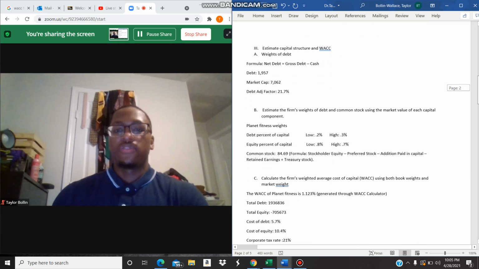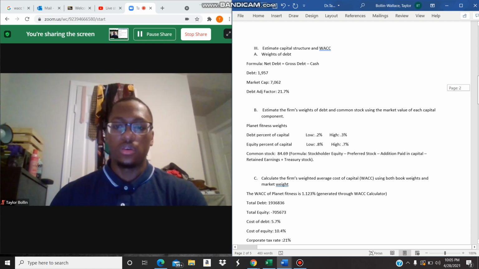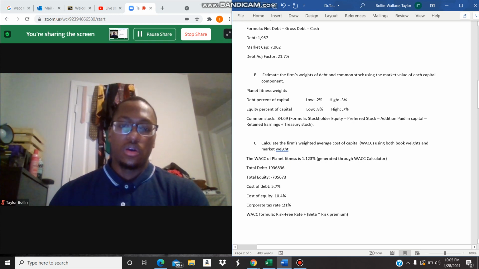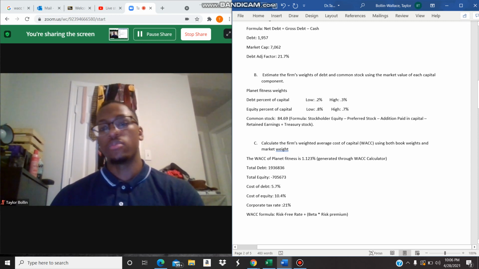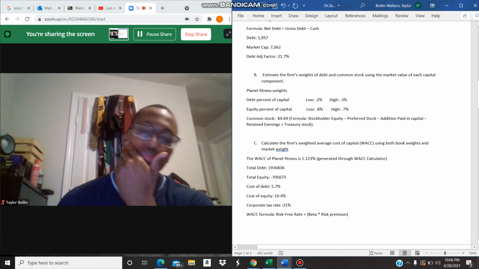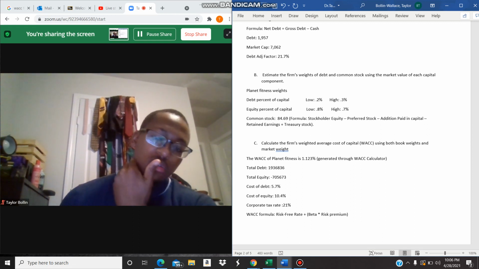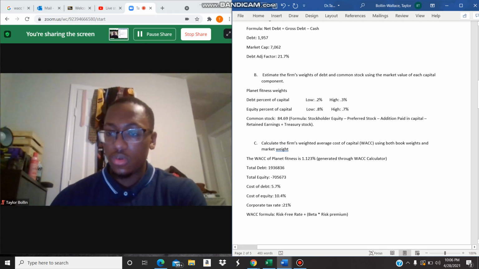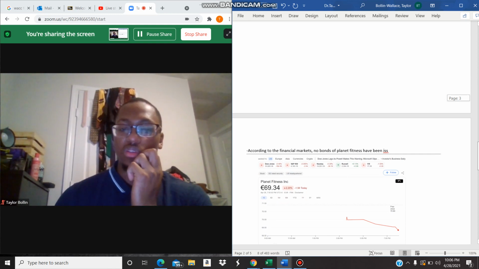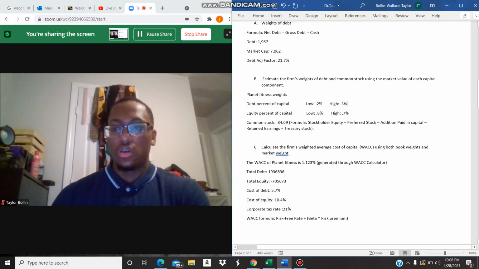So if I estimate the weights of the firm's debt and common stock using the market value of each capital component, you have your weights, which is the debt percent of the capital, which is pretty much the main thing they have, 0.2% versus a high of 0.3. The equity percent of capital is 0.8 as the low, and then the high was at 70%. My common stock is $84.69, or below in euros, 69.34, 69 euros and 34. I know they don't use cents.